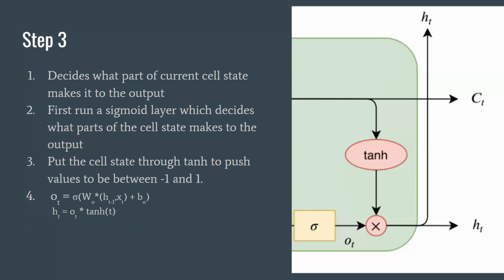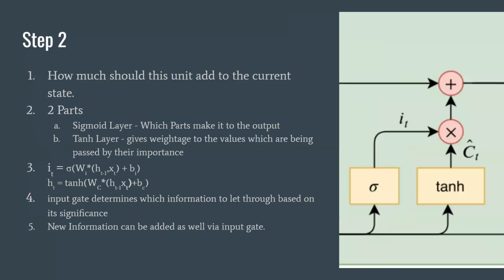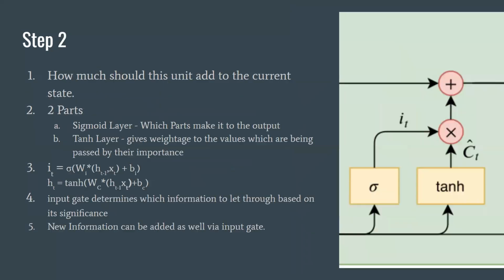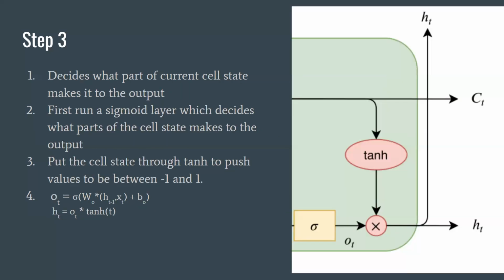So if I go back through it, you have our forget gate. What do I need to forget? Our input gate, what do I need to update? And lastly, our output gate. Using whatever value you get here, you can send it back through the LSTM, or you could use it as your output.